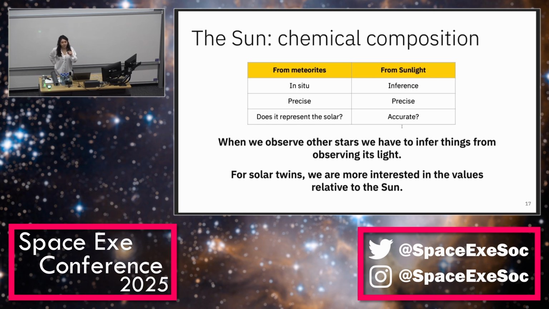And another way of doing this is to use the sunlight. So we separate the white light into different colors, and in this light we can see some signs of different elements. And for other stars, we don't have this meteorite. So what we can do is compare the sunlight with the starlight, or use the starlight to get the chemical composition of the star. And in the case of solar twins, we are comparing similars, so it's easier to see small changes because they are very similar. So we can more precisely see these changes.